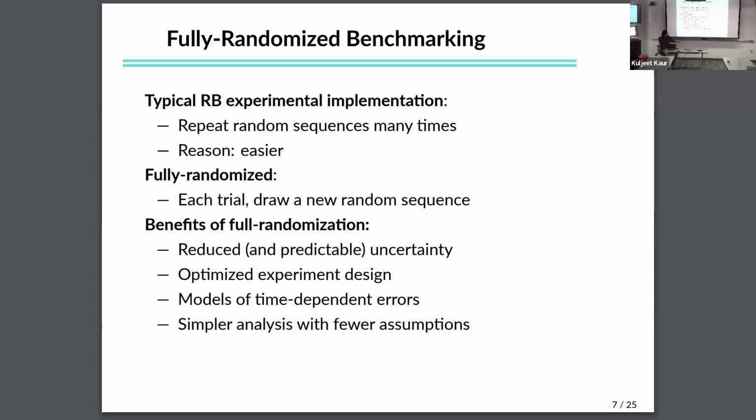So there's that. There's also optimized experiment design. If you have fully randomized benchmarking, then you can apply some really nice techniques from classical statistics to design an optimized experiment that also minimizes your error bar at the end of the day. And I'll talk about this. The third important thing is models of time-dependent errors. And this goes back to the non-Markovian behavior that I was talking about. If you have a fully randomized experiment, it's fairly straightforward to start studying other models beyond the basic exponential decay and trying to do proper inference with those models. So I'll talk about these three things in some more detail.